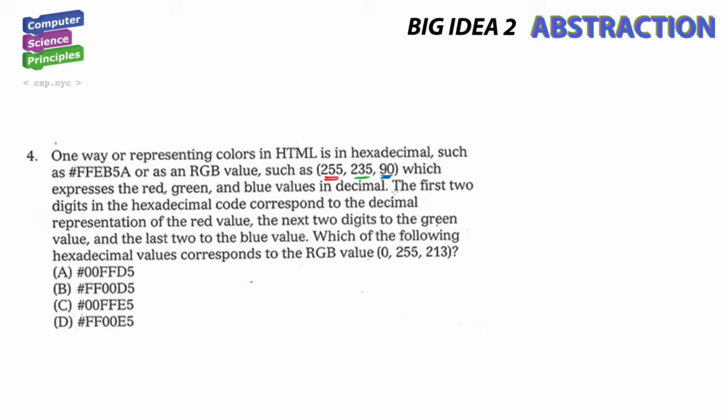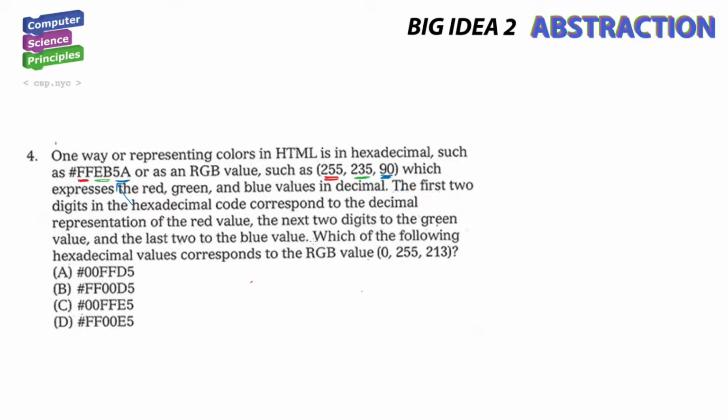Okay, now it says the first two digits in the hexadecimal. Keep in mind hexadecimal is talking about this thing over here. It says the first two digits of the code correspond to the decimal representation of the red value, and then the green, and then the blue. So let's do the same again. The red is represented by these first two characters, then the green over here, the next two, the E and the B, and then the blue is the next two.